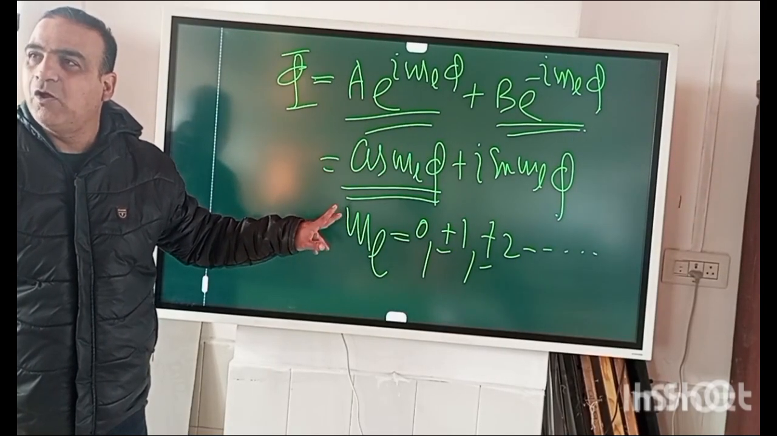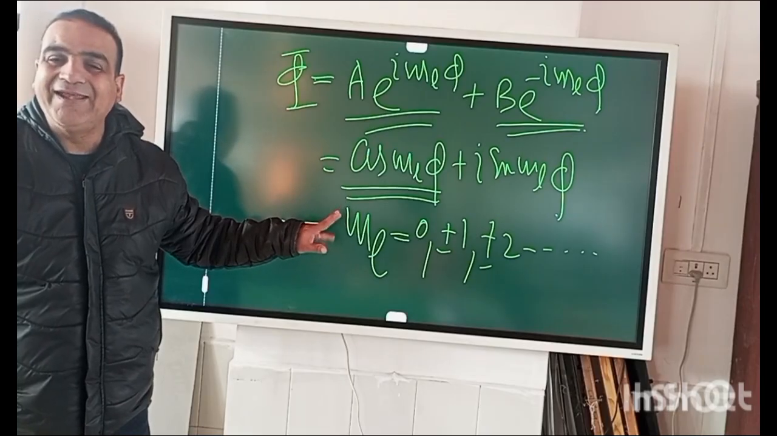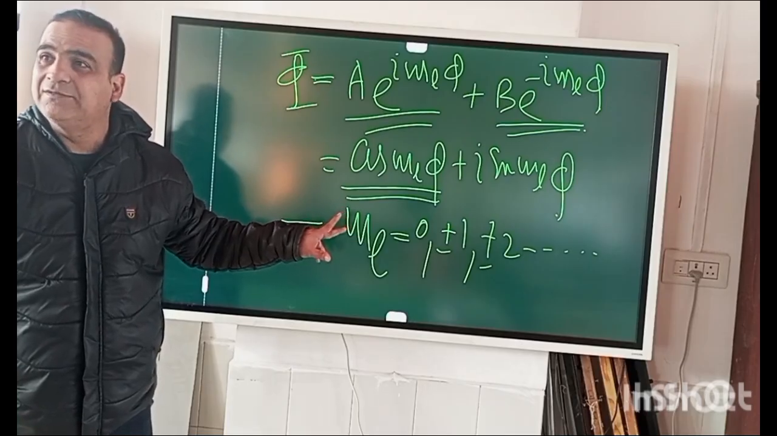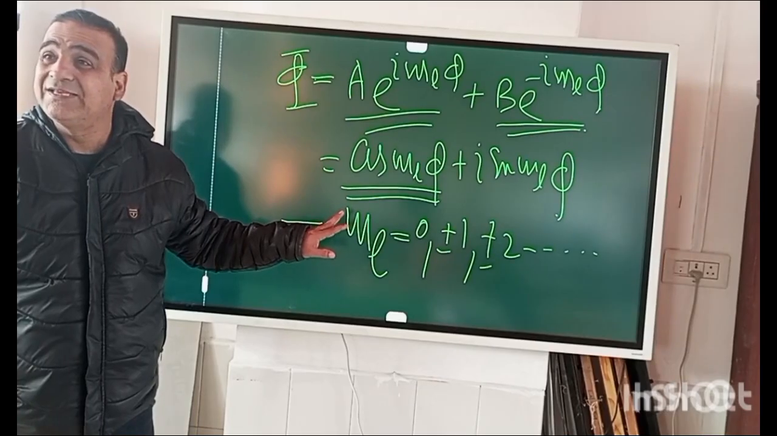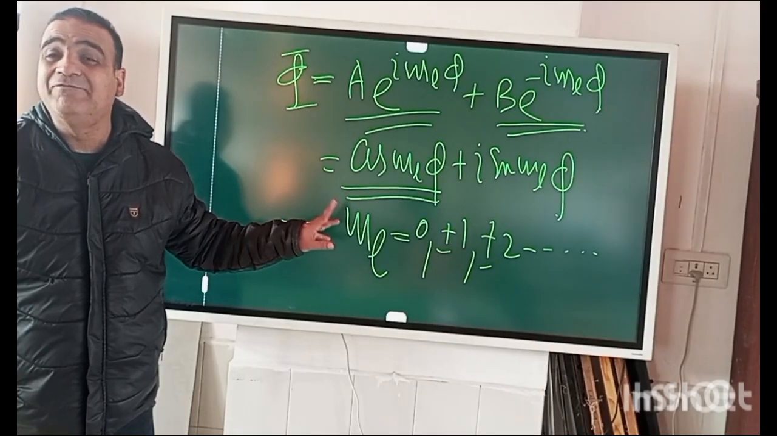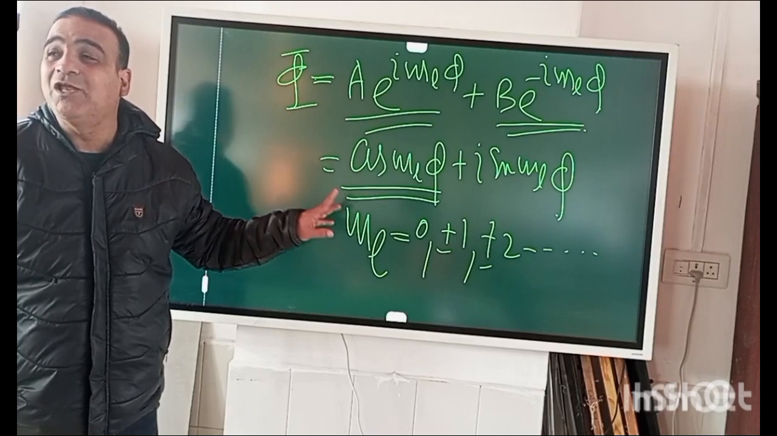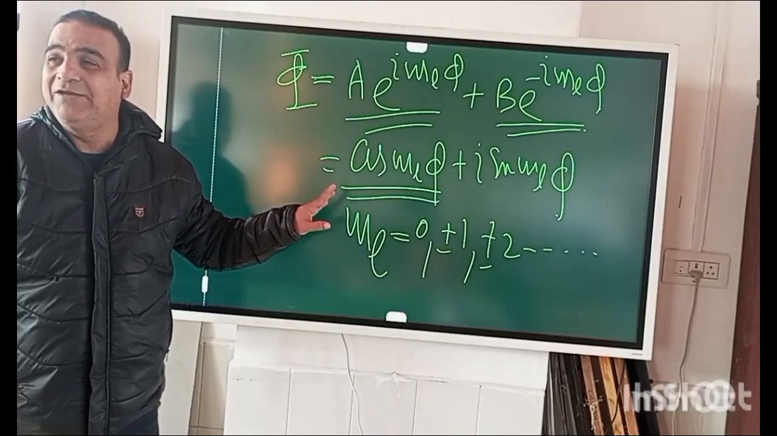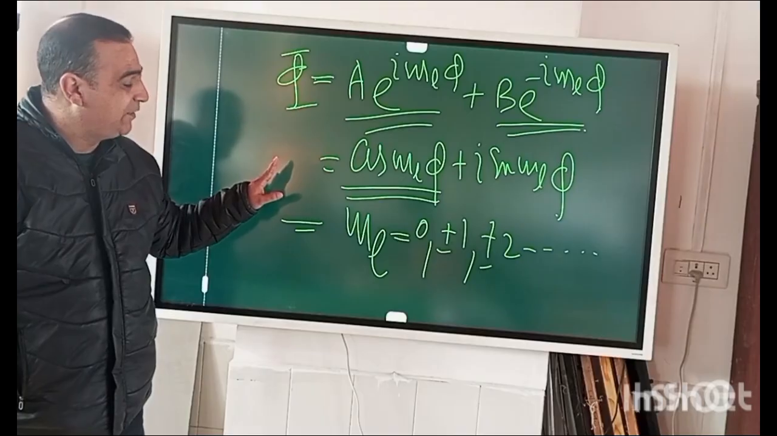Clear? What is this ml called? This ml is called magnetic quantum number. And what is L called? Orbital quantum number, or that's also called the azimuthal quantum number. I think I wrongly used the word in the previous lecture. I used the word azimuthal quantum number for magnetic quantum number. I'm not sure, but I believe that I made that mistake. So if I have committed that mistake, then you will rectify that yourself.